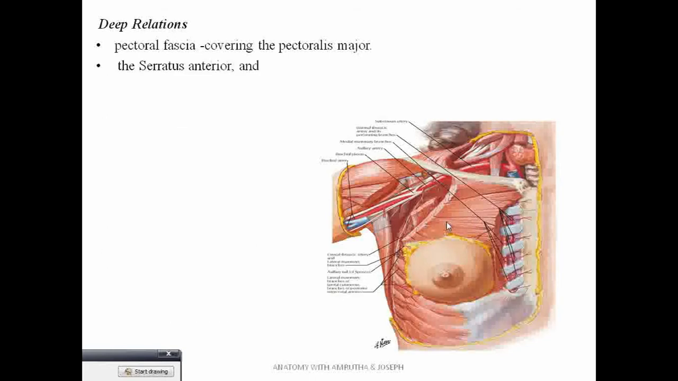Serratus anterior. Serratus anterior is a muscle which is originating from the lateral aspect of the ribs. External oblique muscle is a muscle which is seen in the abdomen, which forms the anterolateral wall of the abdomen. It arises from this area.